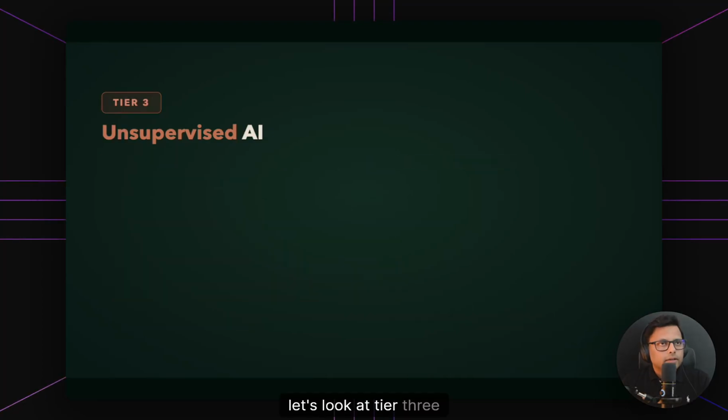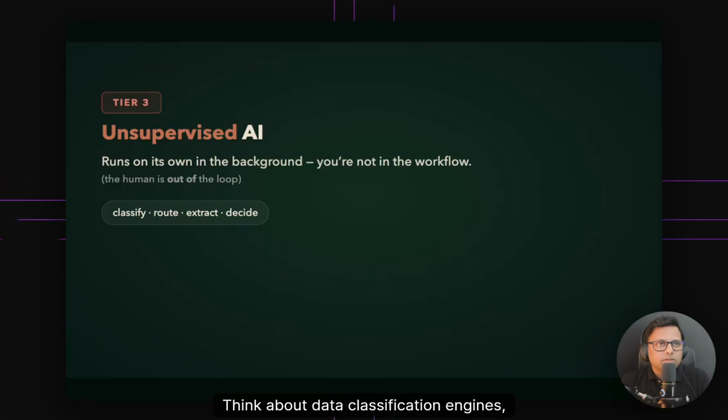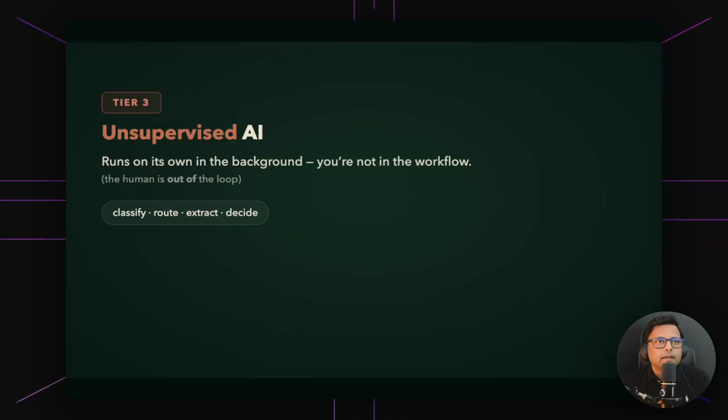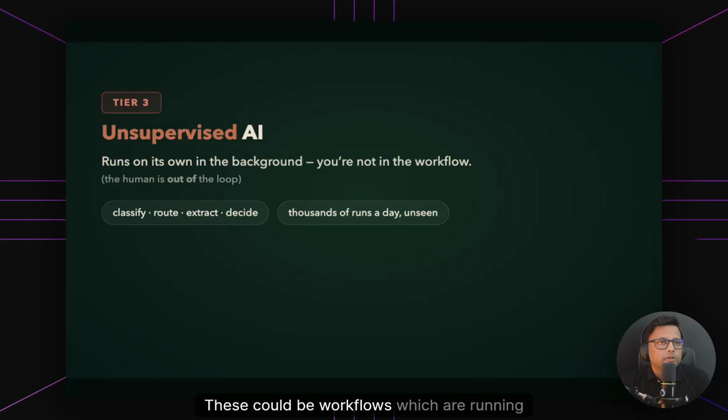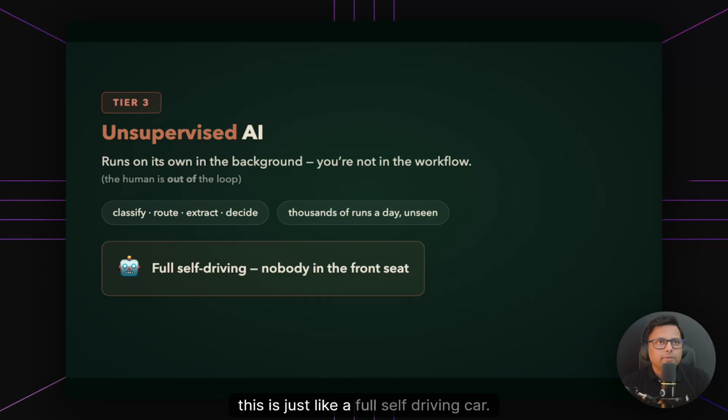Let's look at Tier 3 type of AI. This is unsupervised AI. It runs on its own in the background. You are not in the workflow at all. Think about data classification engines, routing engines, or data extraction workflows, which basically run behind the scenes to get the job done. These could be workflows which are running thousands of times in a day without anybody watching. In terms of cars, this is just like a full self-driving car. Nobody's in the front seat.